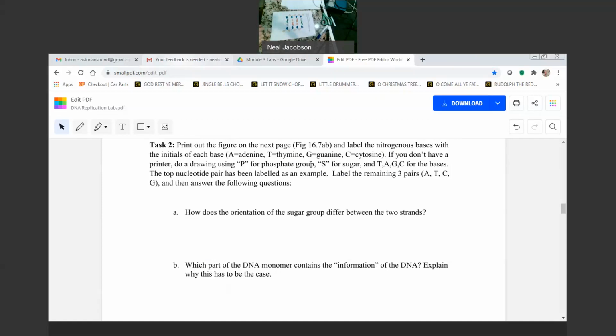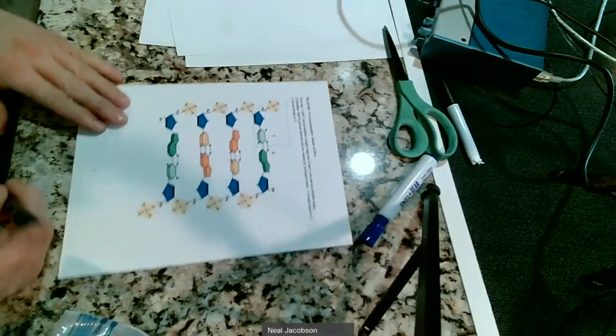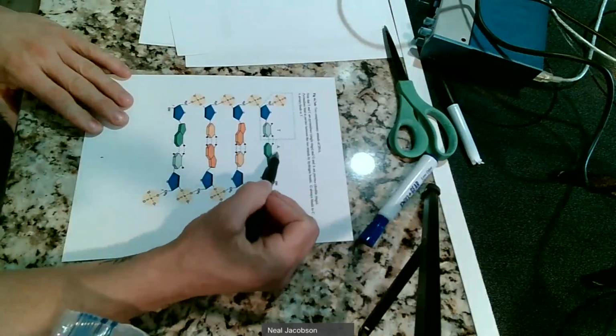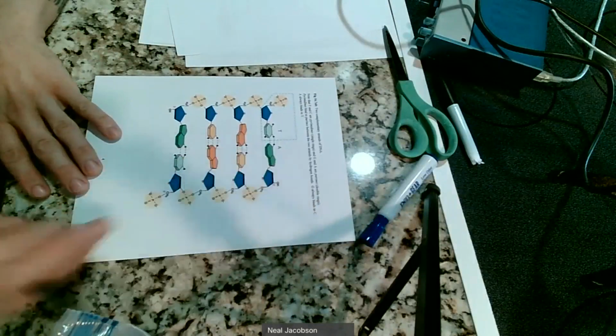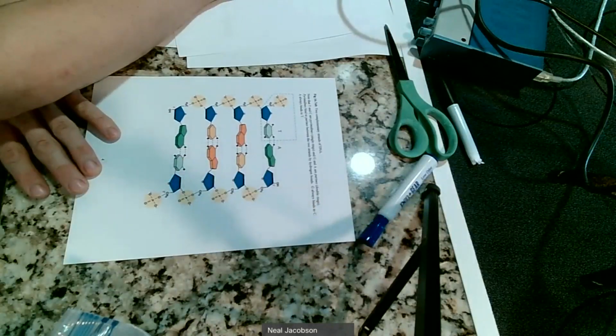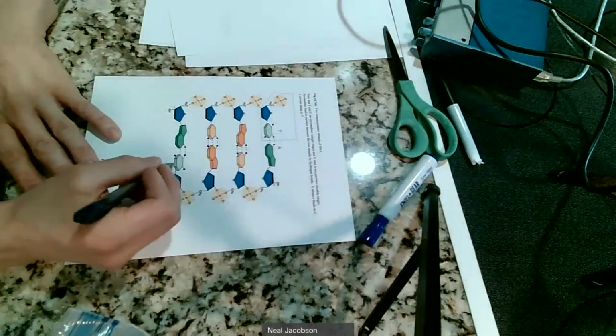All right. Now we need to label the remaining pairs with an A, T, C, or G, and then answer these questions. So I'm going to jump back to this sheet. We're going to stop sharing. And then back here. Okay, so we have our paper. You've got thymine, adenine. Now I just want you to fill in what's left. And so we can see that this is a thymine. So I know this is a thymine.